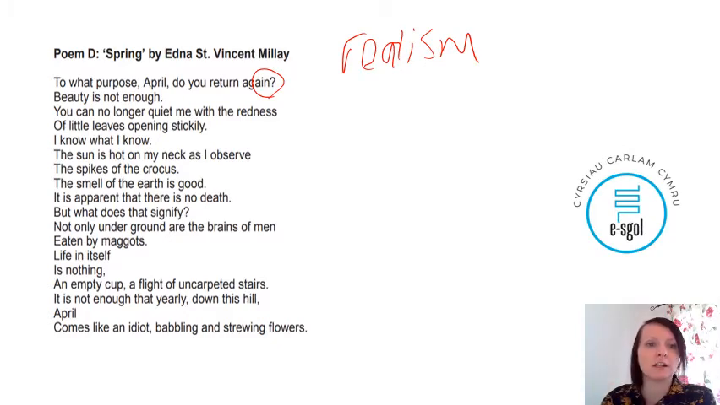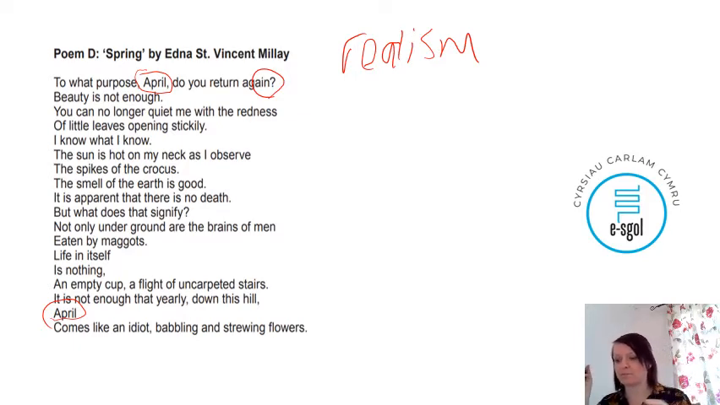Notice here how she refers to spring as April, okay? And that's repeated a little bit later on as well, okay? The idea of April. And we get a sense that she doesn't believe. It's almost as though she's personifying the poem and naming the season, rather than spring, naming it as April, okay? We get a sense that she's really unsatisfied, okay?